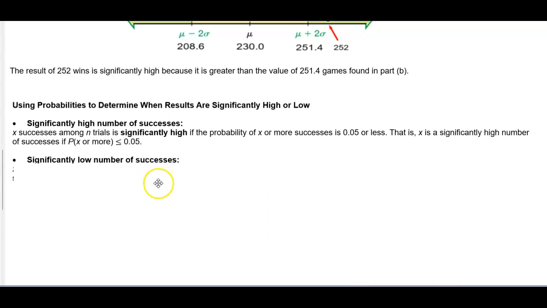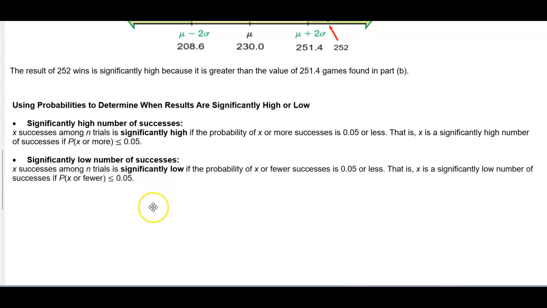Significantly low number of successes: X successes among n trials is significantly low if the probability of X or fewer successes is 0.05 or less, and that is, X is a significantly low number of successes if P of X or fewer is less than or equal to 0.05.